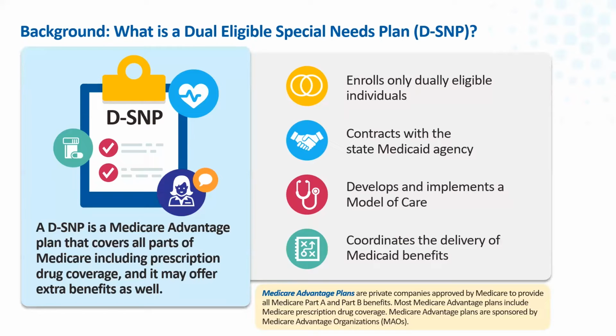DSNPs are also required to have contracts with the Medicaid agencies in the states in which they operate. However, states are not required to contract with DSNPs, and they may use their contracting authority to add contract requirements that advance Medicare and Medicaid integration. DSNPs must develop and implement a model of care approved by the National Committee on Quality Assurance, also known as the NCQA, that outlines how the DSNP will meet the unique needs of its enrollees. Finally, DSNPs must, at a minimum, coordinate their enrollees' Medicaid benefits.